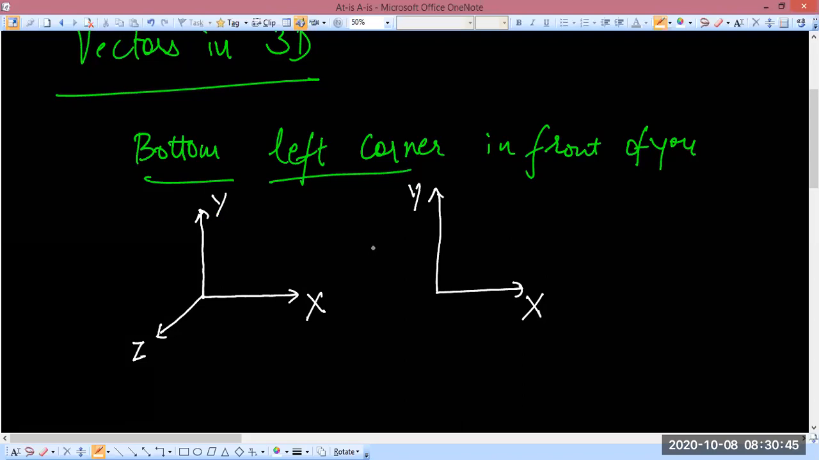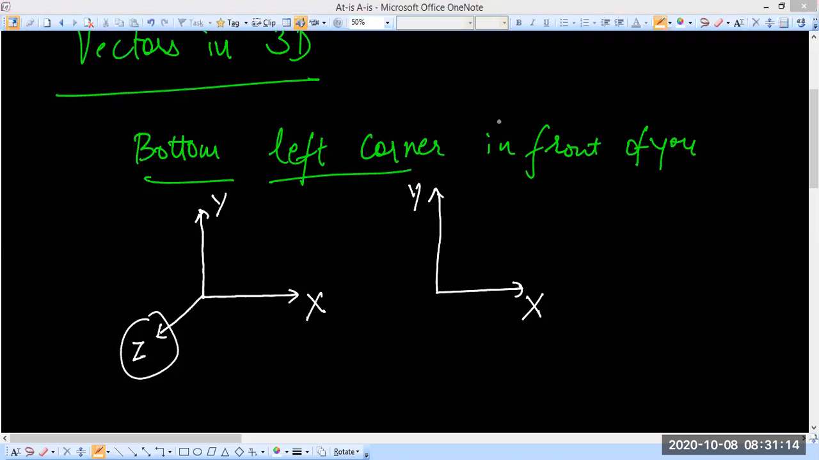Okay, now where is z? Z is coming out of your screen, right? And it is coming towards your eye. I hope you understand what I'm saying. Z is coming out of your screen towards your eye, right? That is X, Y, and Z axis. Clear?